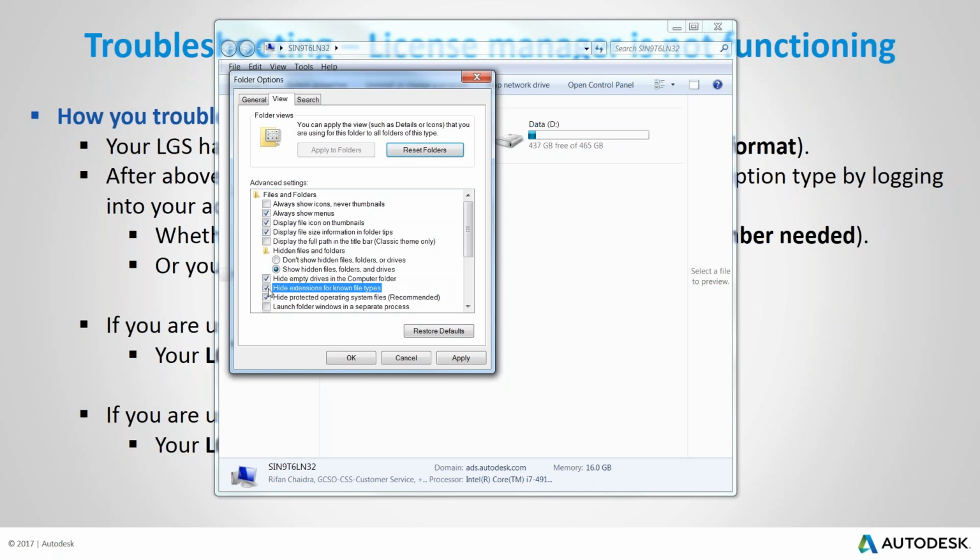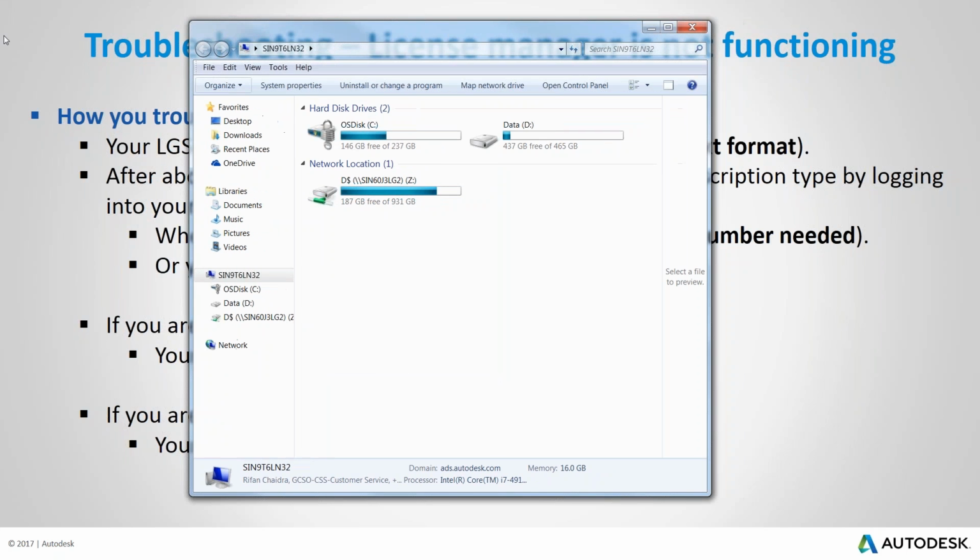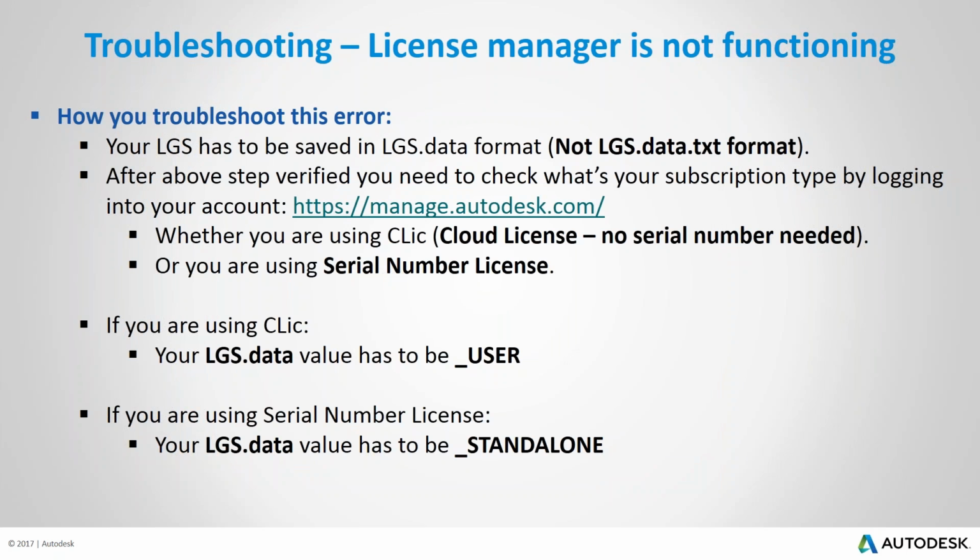Okay, next, verify your account subscription by logging into this account. This is to check what value you need to put in your LGS data file. You have to check whether you're under a cloud license, which normally doesn't come with any serial number, or the other one, the perpetual type, which has a serial number license. So after those steps are verified, you need to modify your LGS data file value according to your subscription type. If you're using a cloud license, you need to put underscore user. And if you're using a serial number license, put a standalone value in it.